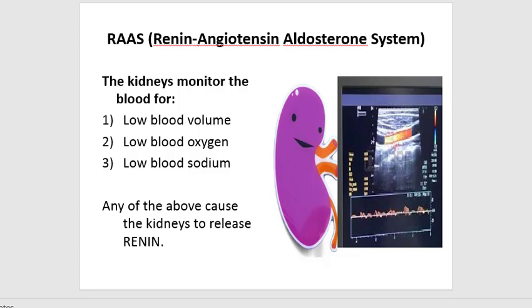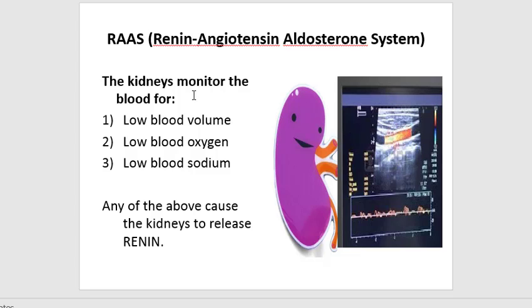So the next thing we have here is the renin-angiotensin-aldosterone system. This system is very integral in helping us maintain homeostasis within our bloodstream, or it helps anyway, okay? So here we have a picture of a little kidney, and he is watching a monitor, okay? So he's monitoring the blood.